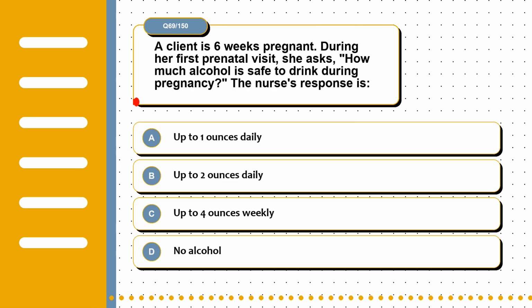Question 69. A client is 6 weeks pregnant. During her first prenatal visit, she asks, how much alcohol is safe to drink during pregnancy? The nurse's response is, here are the options. Option A. Up to 1 ounces daily. Option B. Up to 2 ounces daily. Option C. Up to 4 ounces weekly. Option D. No alcohol.